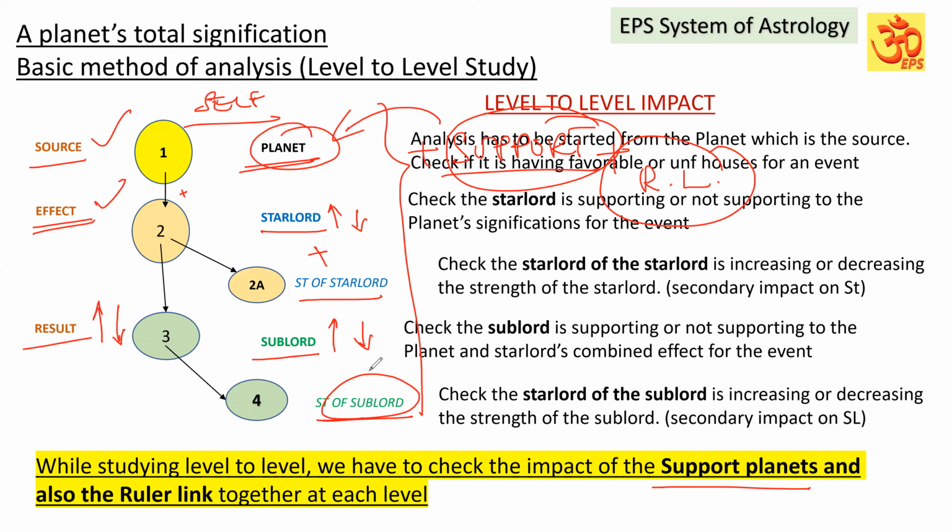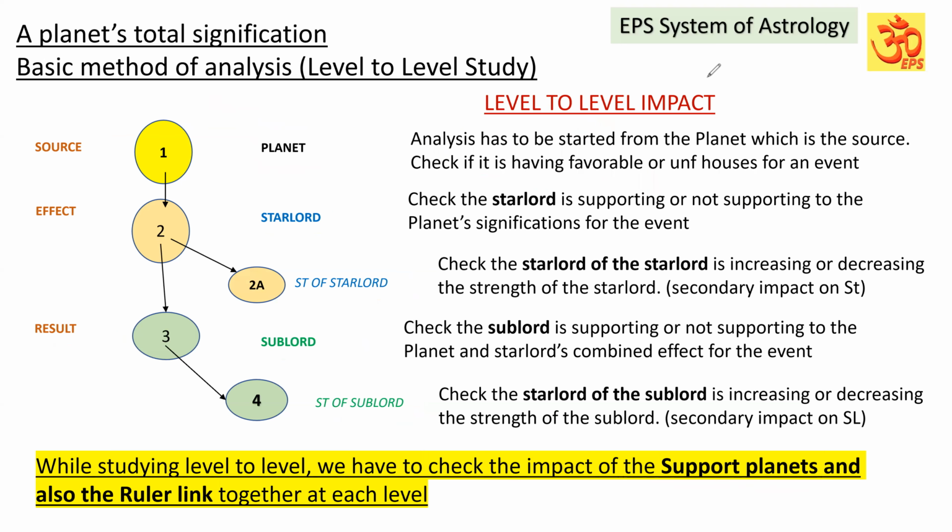So I hope you have understood. We have to study this, then we have to look at the supports and rulers link impact also. These are the basic steps, the basic method of analysis in level to level study for studying a planet's total significations for a particular event.